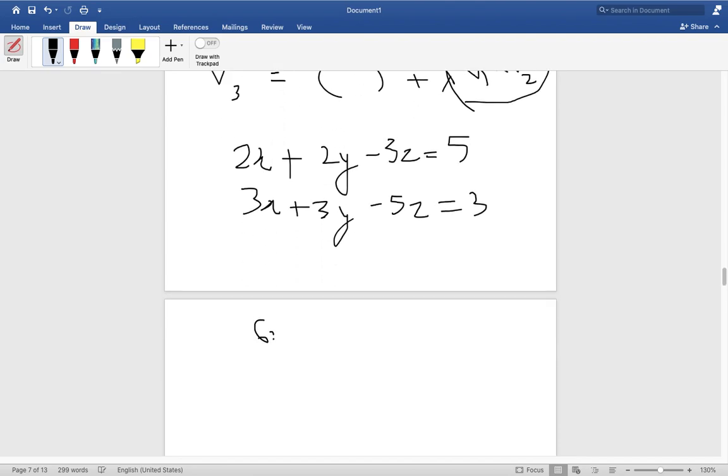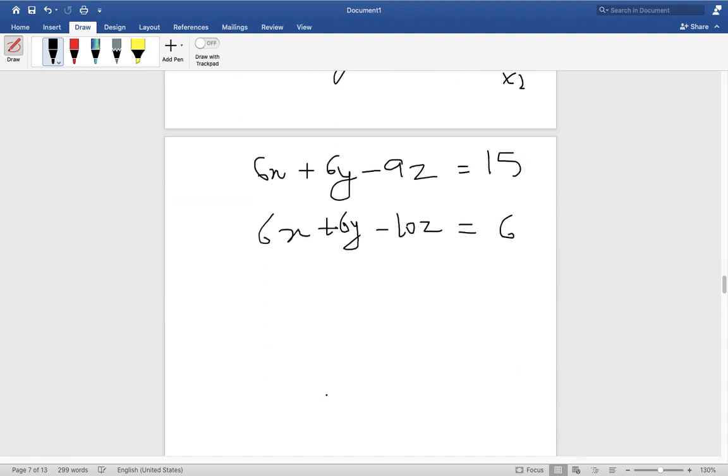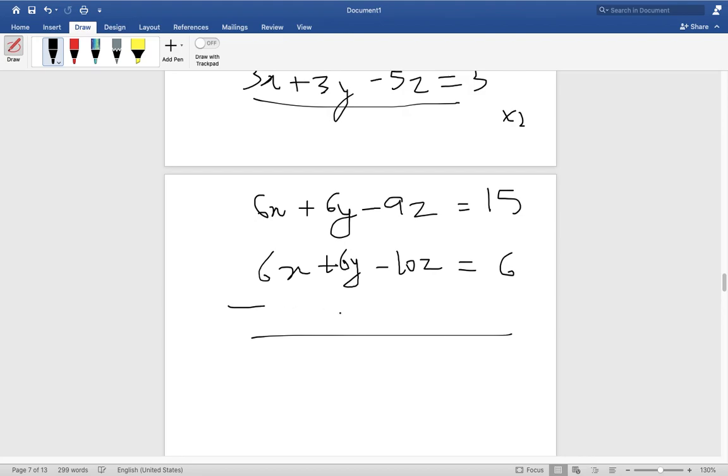Okay, so when I multiply this equation with 3, I will get 6x plus 6y minus 9z equals 15. When I multiply this one with 2, I will get 6x plus 6y minus 10z equals 6. Right? I'm doing it correctly. Yeah. Now let us subtract these two. These two will get cancelled.